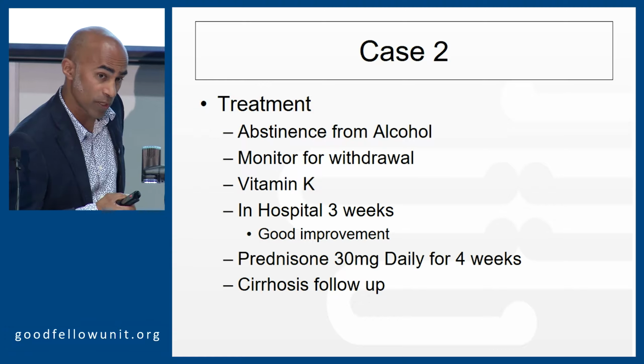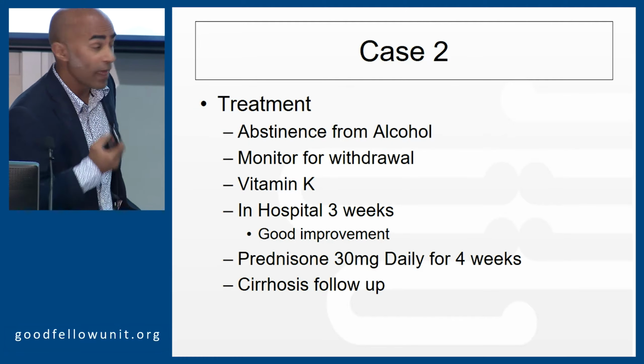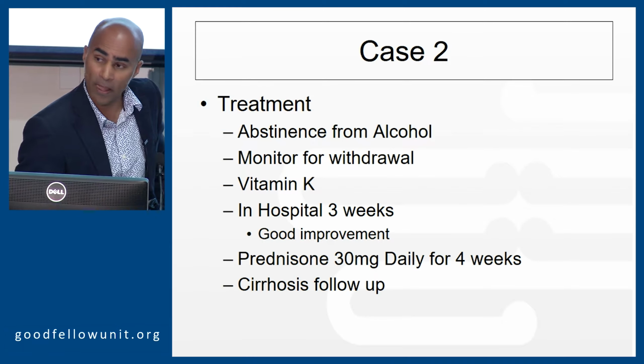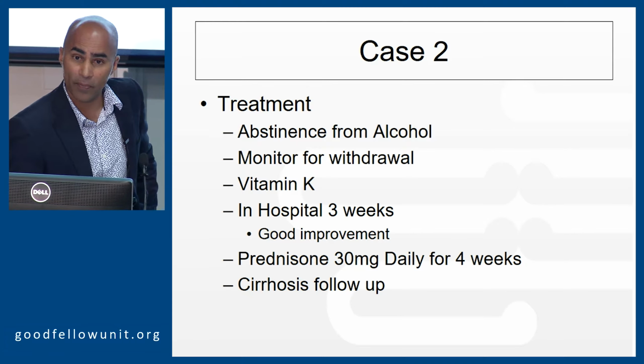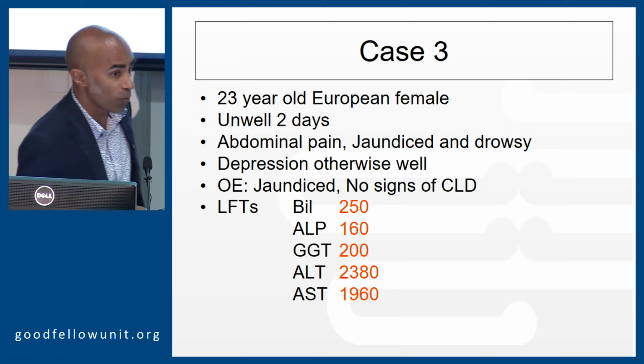I think there's a 50% mortality in certain groups, and they obviously came back to clinic later on for follow-up and had cirrhosis follow-up and work up there as well, okay? Any queries or questions about that one? It's a pretty sick patient, and this is the last case I've got before we crack on to the rest of the talk.